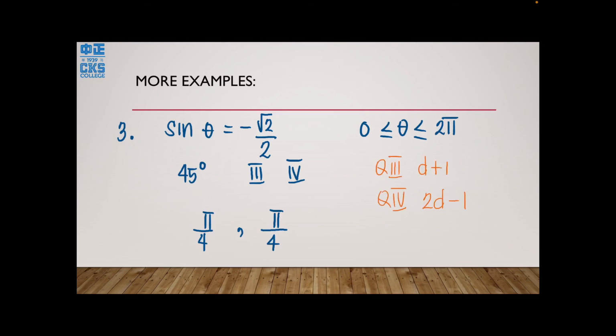Now, let us recall. In quadrant 3, we use the technique denominator plus 1. So, 4 plus 1 is 5. And then in quadrant 4, it's 2d minus 1. So, 2 times 4 is 8 minus 1 is 7. So, our solution set for number 3 are 5 pi over 4 and 7 pi over 4.